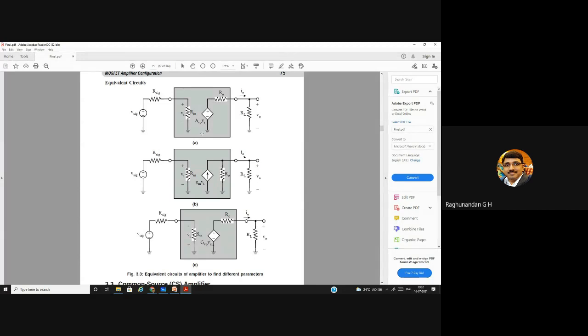So if they ask you to explain the characterizing of the MOSFET, then you need to write how Ri is produced, across which you are taking it, and how R0 is produced, across which you are going to take it. Like that, all the things you need to discuss along with this equivalent circuit.